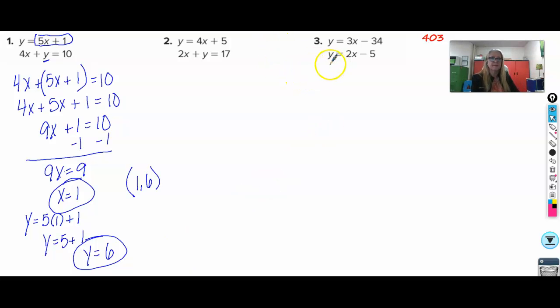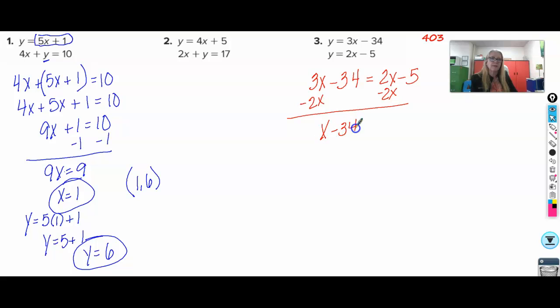You would be bored. When you have both equations solved for y, what you can do is set them equal to each other. If y is equal to this and y is also equal to this, then these two things have to equal each other. So I can do 3x minus 34 equals 2x minus 5. Now I want to get all my variables on one side, so I'll get rid of the smaller one, which is 2x. And that gives me x minus 34 equals negative 5.